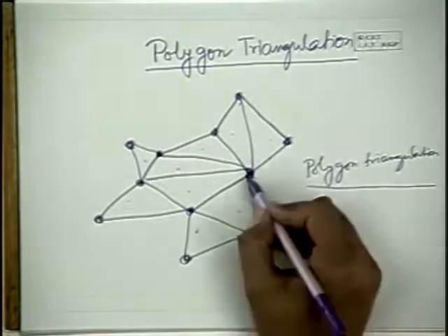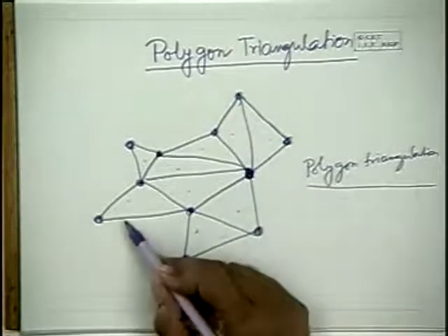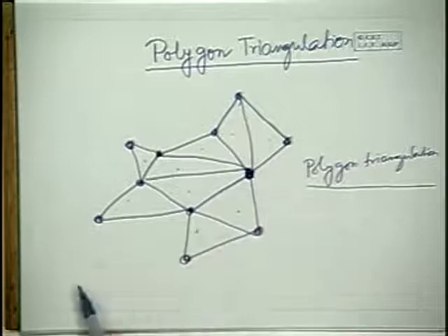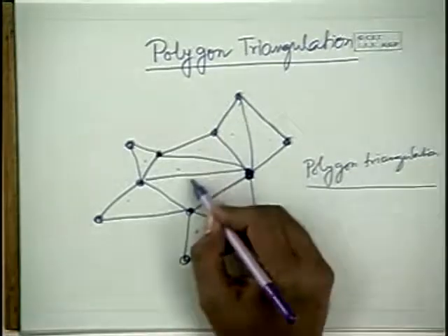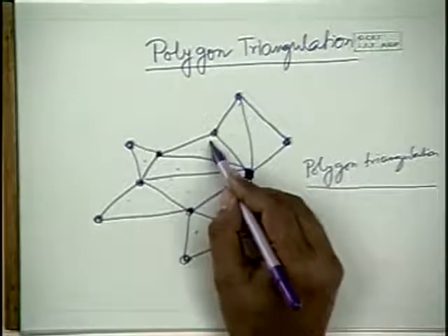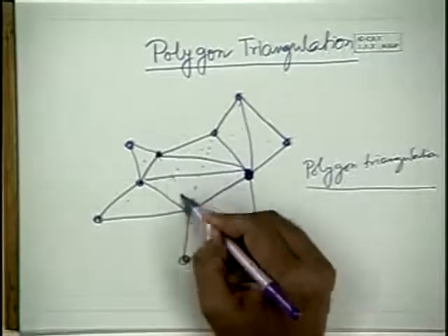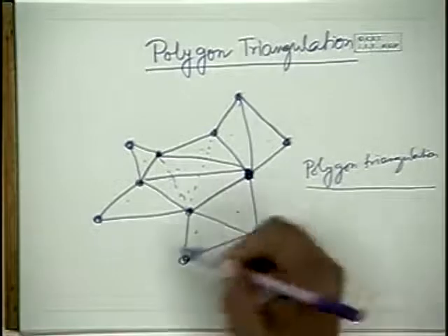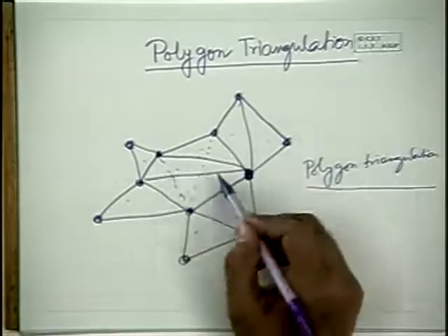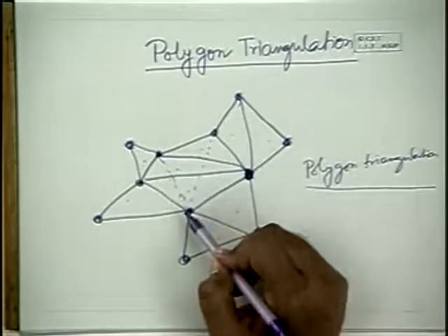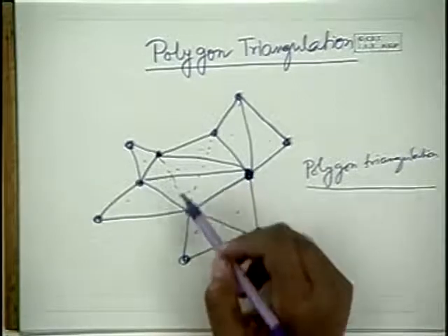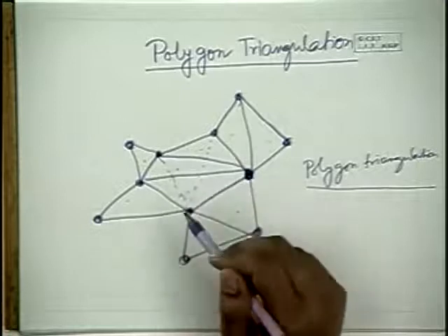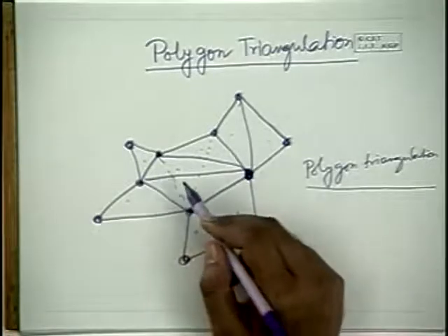Now, for a given polygon, many triangulations may be possible. I'm just giving you one example. Suppose instead of using these 2 edges, I could have also used this edge and triangulated this way. There are many triangulations possible for one polygon. And one can show again, if the number of vertices of the polygon is n, the total number of possible triangulations again is exponential.